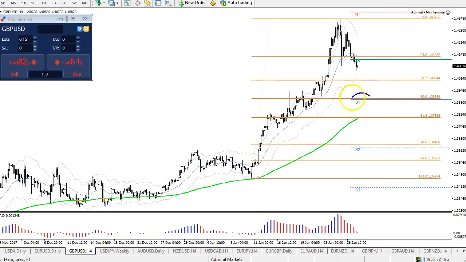Once again, if it does break below the 50 fib, then things are not looking that great for the upside. I would be a bit more neutral about trading this either up or down at that point.